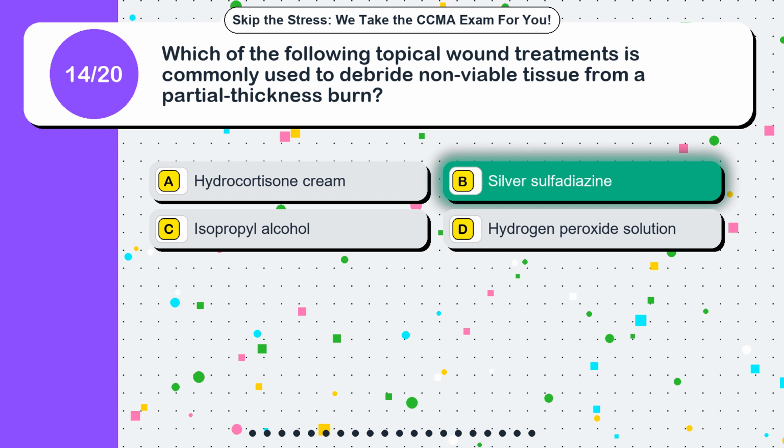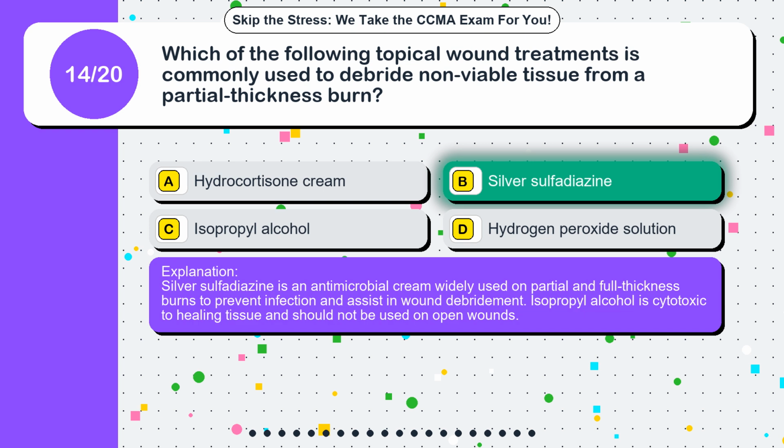Silver sulfadiazine. Silver sulfadiazine is an antimicrobial cream widely used on partial and full thickness burns to prevent infection and assist in wound debridement. Isopropyl alcohol is cytotoxic to healing tissue and should not be used on open wounds.